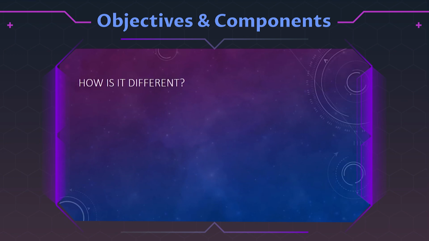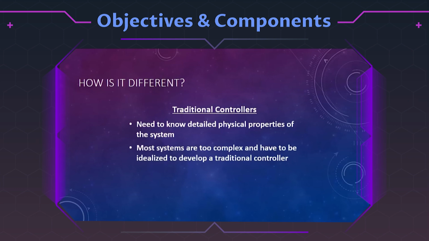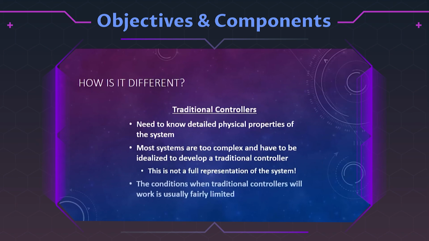So how is it different? Well, with traditional controllers, you need to know detailed physical properties of the system, and this can be difficult. And most systems are too complex and have to be idealized to develop a traditional controller. What this means is that you don't have a full representation of the system when you design your controller. And the conditions when traditional controllers will work is usually fairly limited.